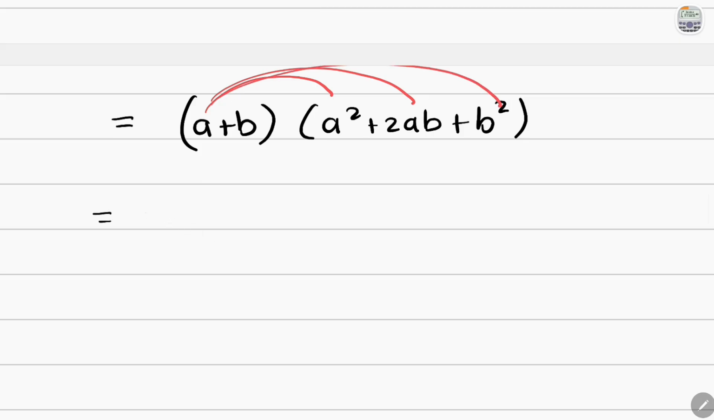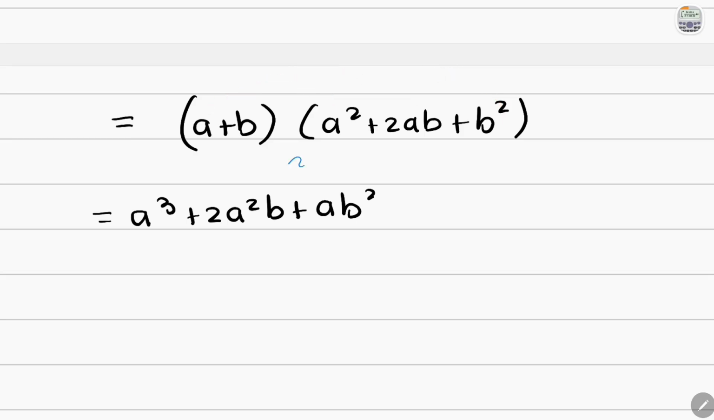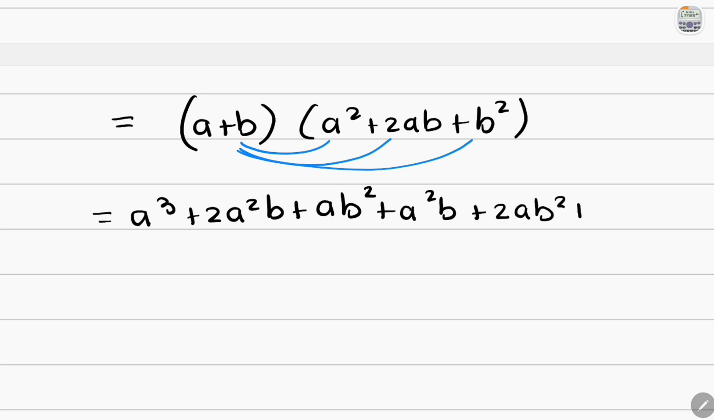And so that is going to be a to the power of 3, plus 2a squared b, and then plus ab squared. And then we're done with that. Then the second term times all terms in here: that is plus a squared b, plus 2ab squared, and then plus b to the power of 3.